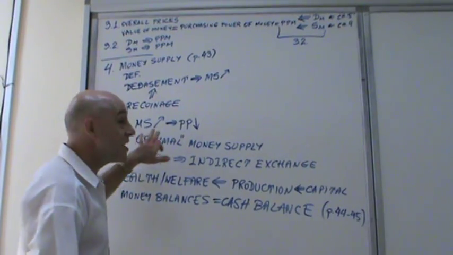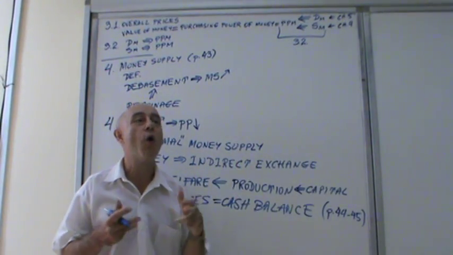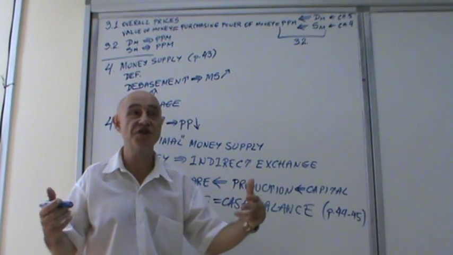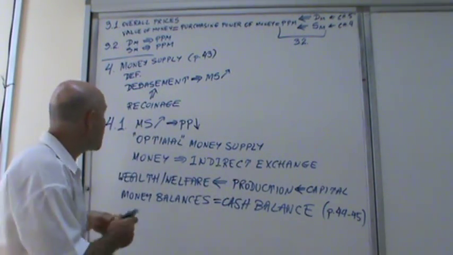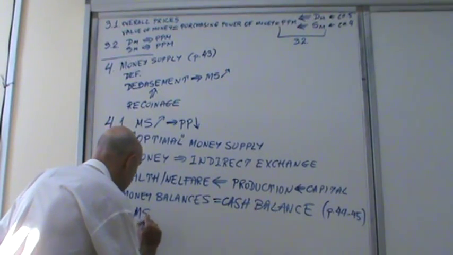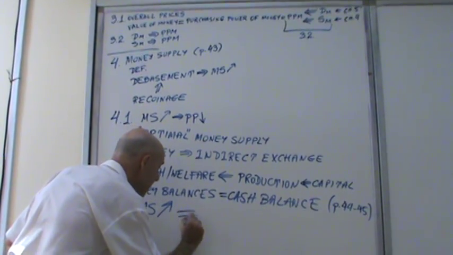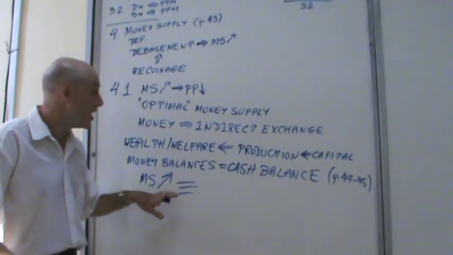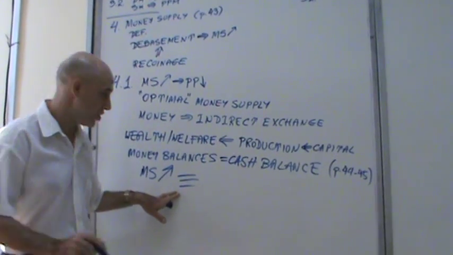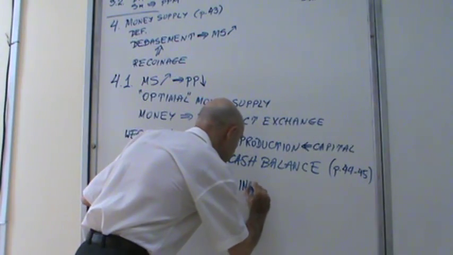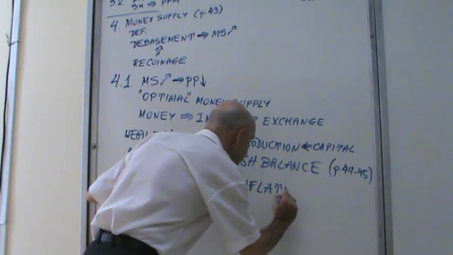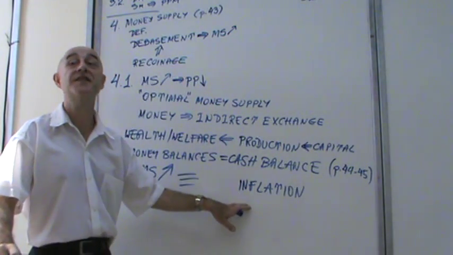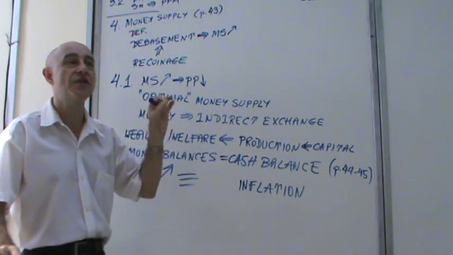Okay, when money supply increases, all you do is dilute the purchasing power. When money supply increases, this is, guys, pay attention now, very important, called inflation. This is the true and correct, the only correct definition of inflation.